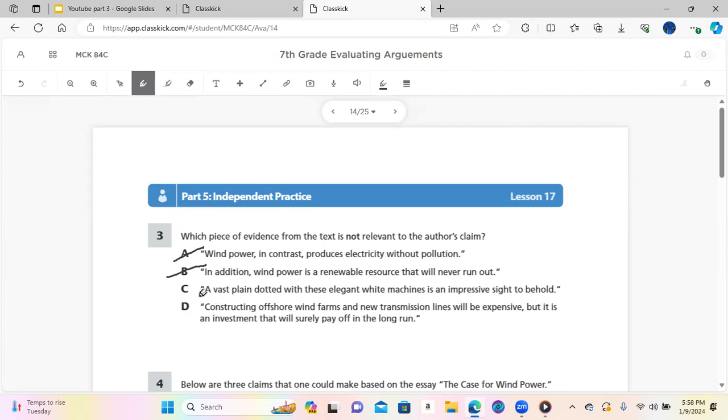So C, it doesn't explain why the government should invest in wind power. So this one seems irrelevant. While A and B provide benefits that would support the government investing in wind power, C does not provide any support as to why the government should make this investment. So C seems to be not relevant to the author's claim.